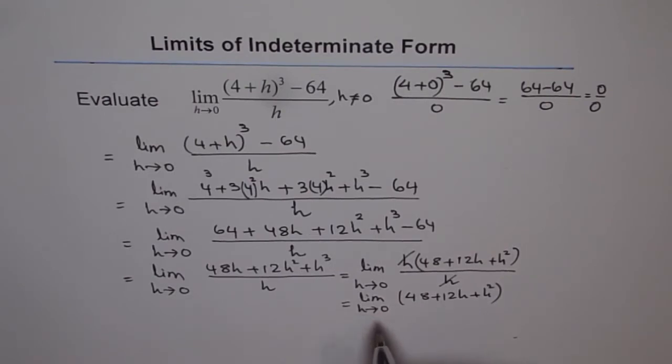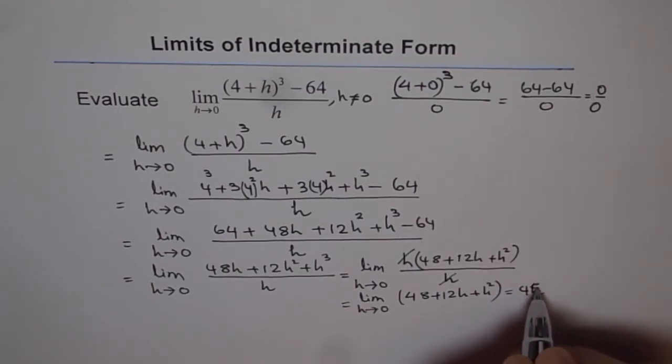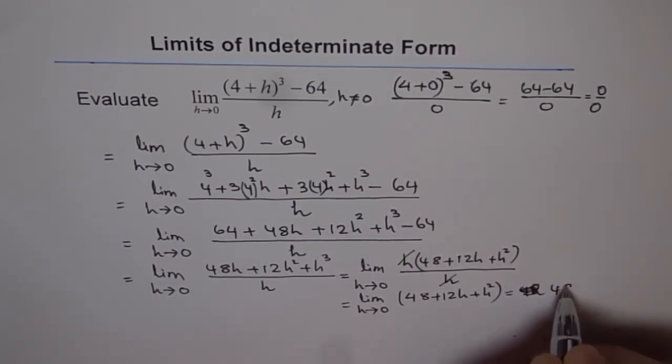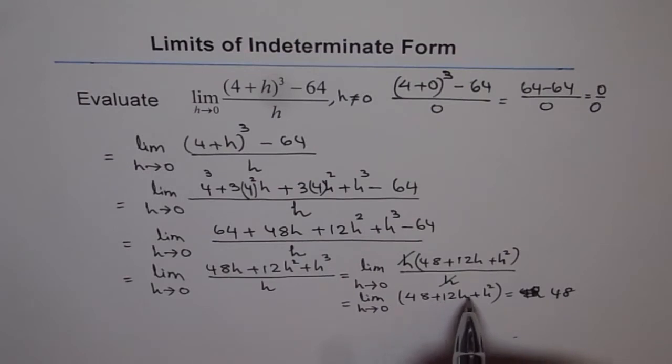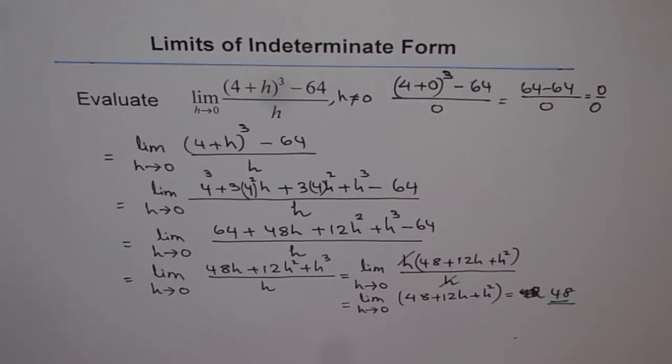Now we can apply the laws of limits. For addition, we can add the limits of each term. The limit of 48 as h approaches 0 is 48. For 12h, I substitute h as 0, it becomes 0. For h squared also, it is 0. And therefore we get our answer, which is 48. So the limit of this function is 48 as h approaches 0.